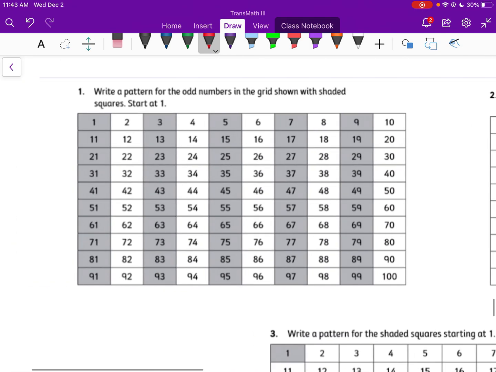Okay, so in the first one, write a pattern for the odd numbers in the grid shown with shaded squares. Start at 1. We're starting at 1, and we have to figure out what we are doing to get to the next shaded square. The starting number is going to be N, and to get from 1 to 3, we are adding 2. So our pattern for this one will be N plus 2.